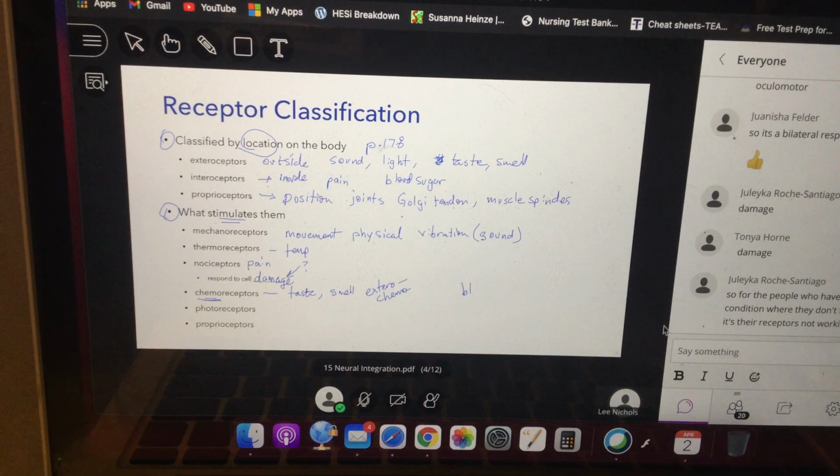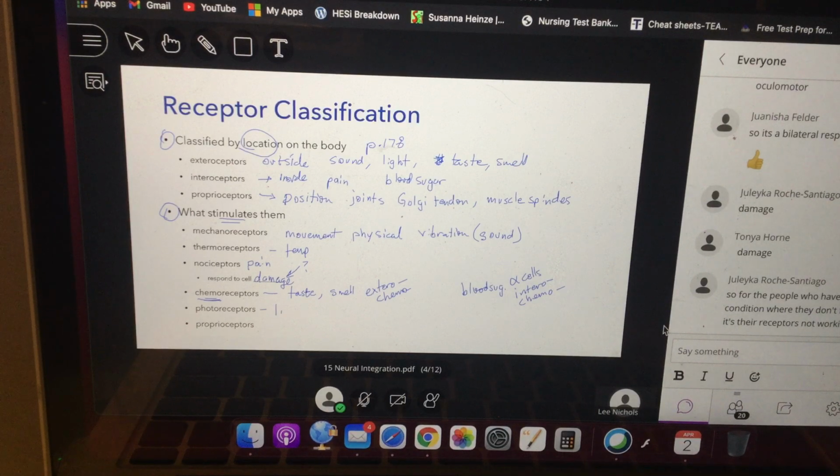Those blood sugar receptors, like your alpha cells in your pancreas, are entero by location, but chemo by stimulus. So they would also be chemoreceptors, but they're enterochemoreceptors. I'm just trying to give you some examples of how all of these classifications can be applied to different kinds of receptors.